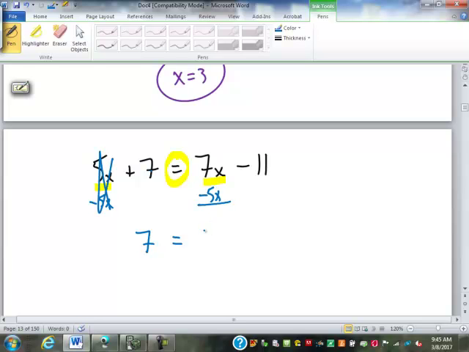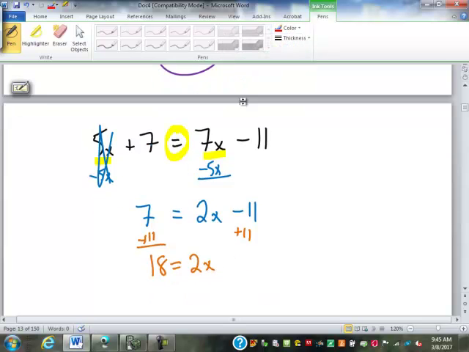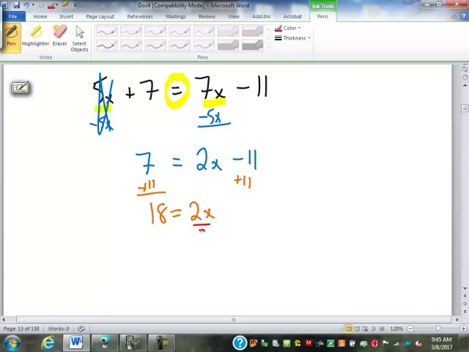7x minus 5x is 2x, and we still have the negative 11. So what is next? We add the 11. 18 equals 2x, and then divide by 2. So 9 equals x, or x equals 9.